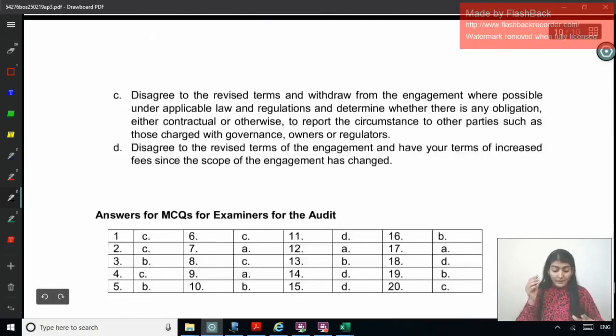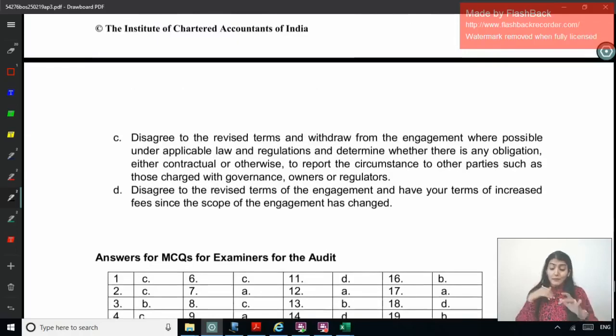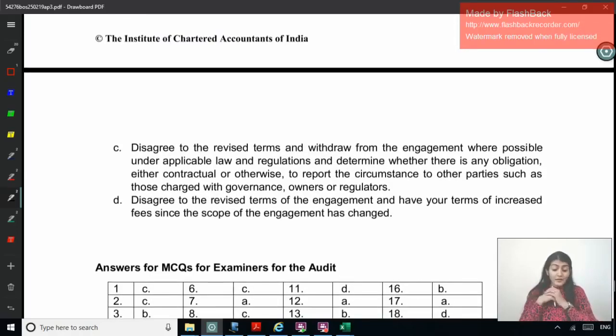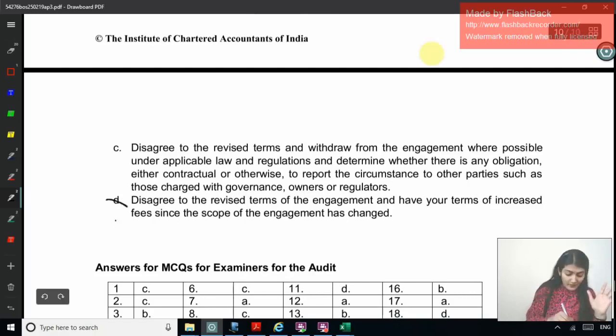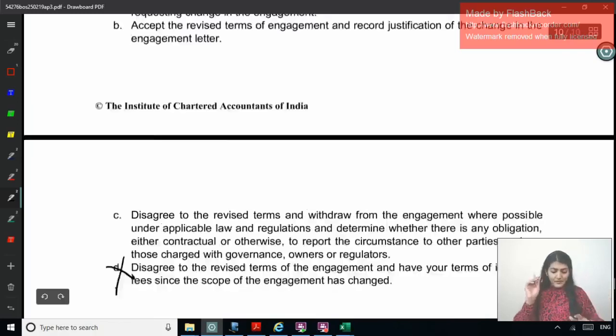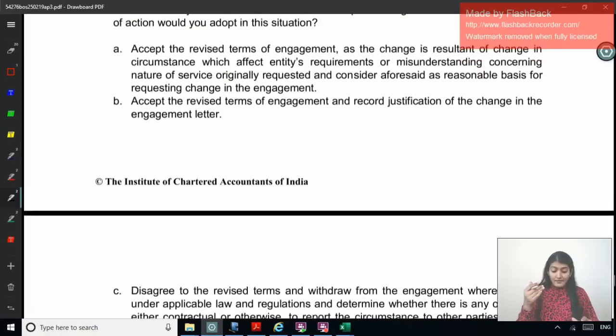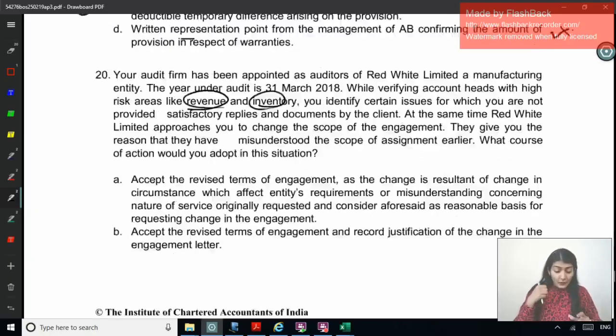Under applicable law and regulation, determine whether there is any obligation, either contractual or otherwise, to report the circumstance to other parties such as TCWG, owners or regulator. Option D: Disagree to the revised terms of engagement and have your terms of increased fees since the scope of engagement has changed. So our last one is the filler and the question only doesn't arise. Now out of A, B, C, I have to decide whether to agree or disagree. Now what does it say?